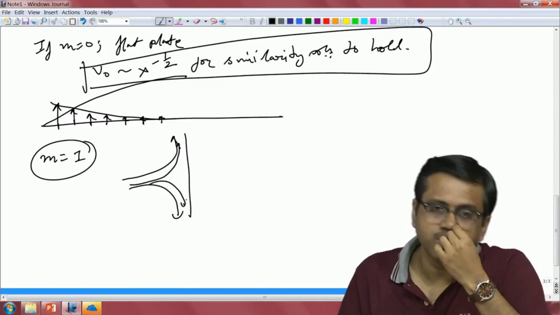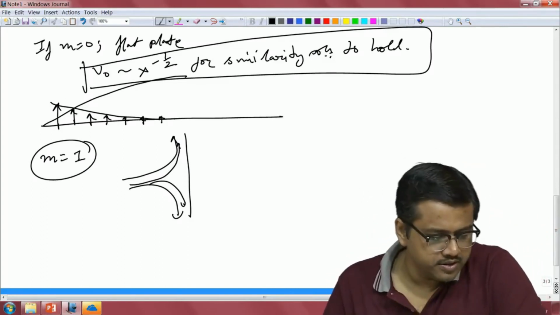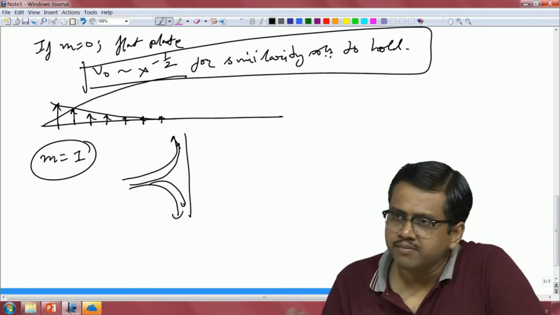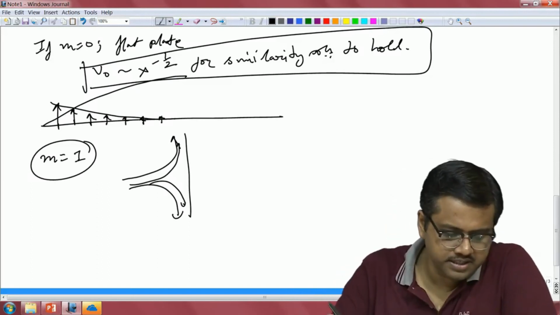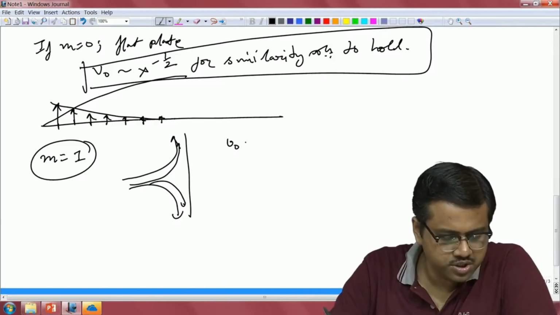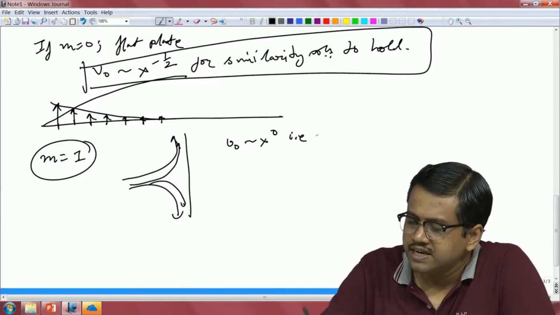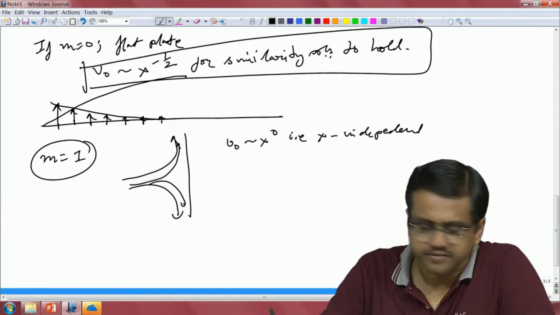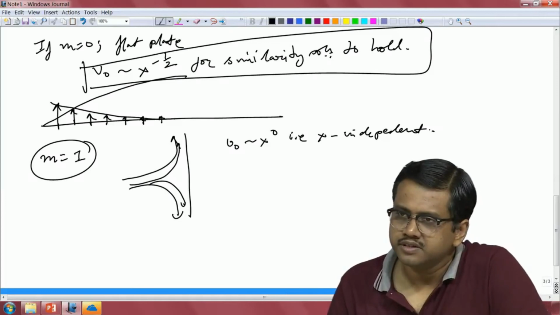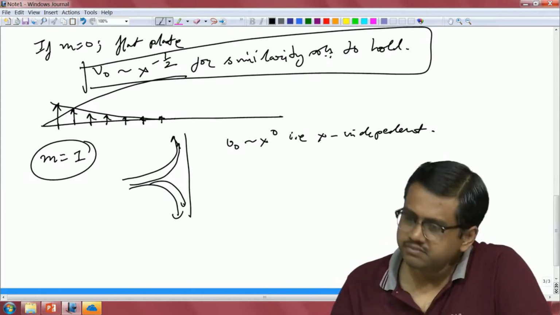In other words, it is also called the Hyman's flow, so that is m equal to 1. Once again we will come across what these quantities are. In that case v naught should vary as x to the power of 0, that is, it is x independent. Got it? It's x independent.